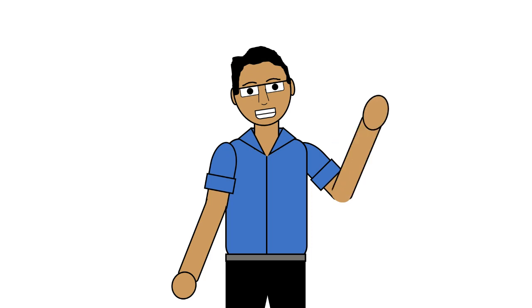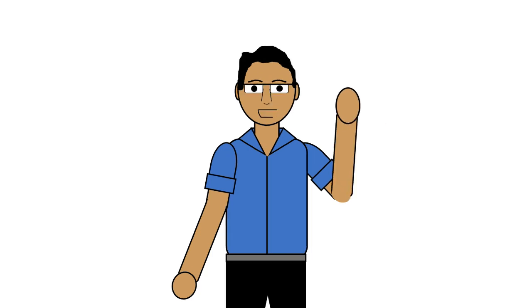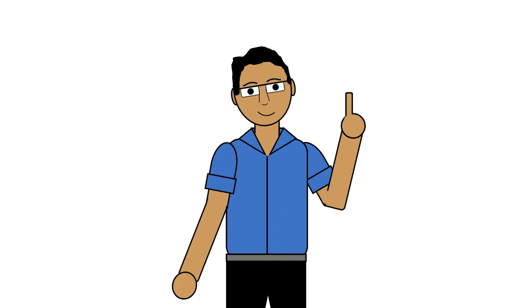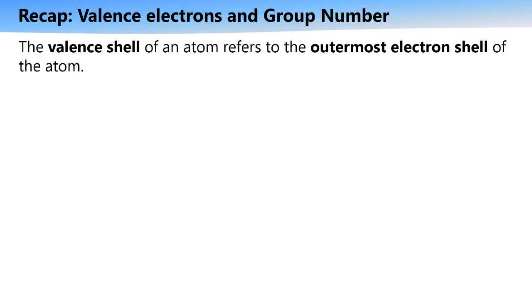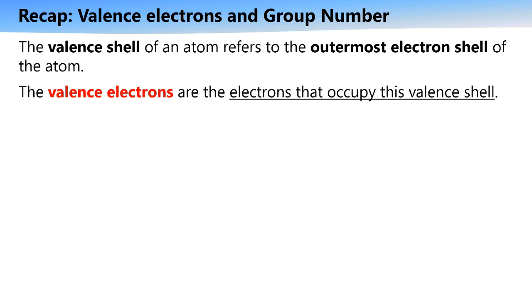Hi there class. Today we shall be learning a new topic, but before that, let's do a quick recap. Let's recap on the concept of valence electrons and group number. As you may know, the valence shell of an atom refers to the outermost electron shell of the atom, and the valence electrons are the electrons that occupy this valence shell.